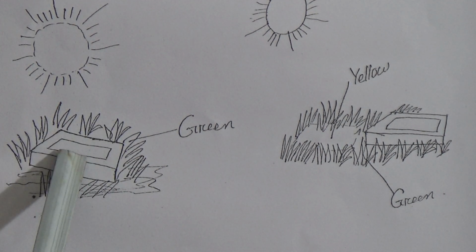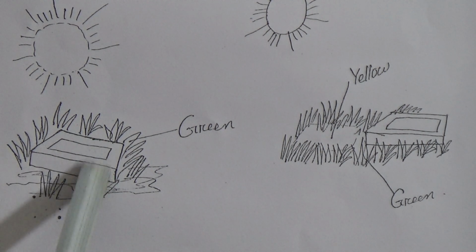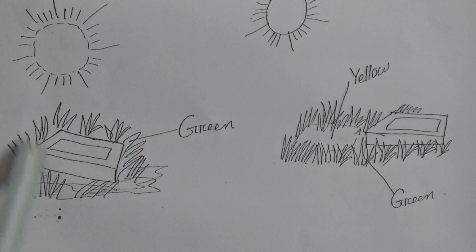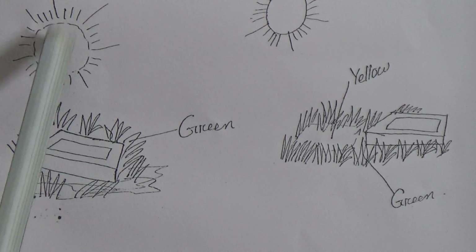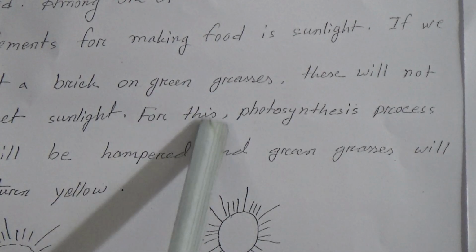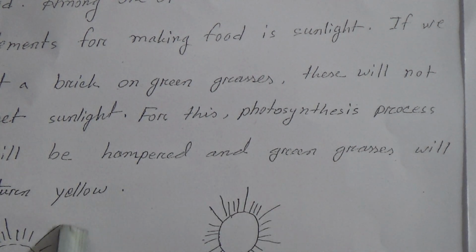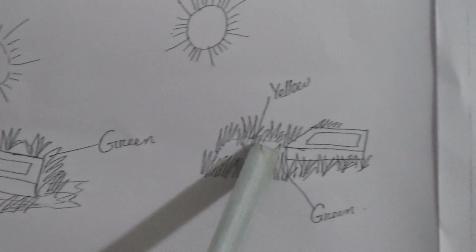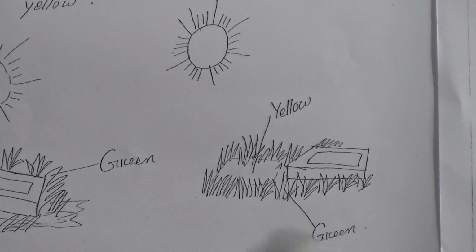If we put a brick on grasses, this is a green grass. If we put this brick on these green grasses, these will not get sunlight. These grasses will not get sunlight from the sun. For this, the photosynthesis process will be hampered and green grasses will turn yellow. Then after a few days we will see these grasses turn yellow. These grasses will turn yellow from green.